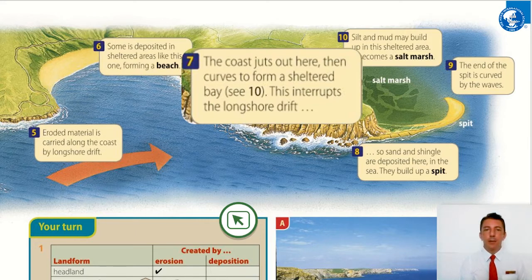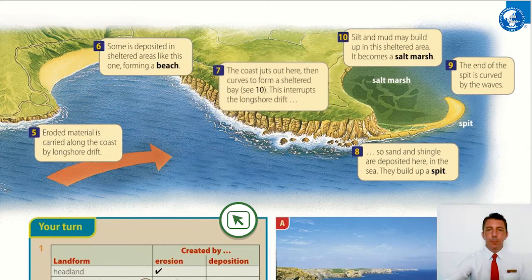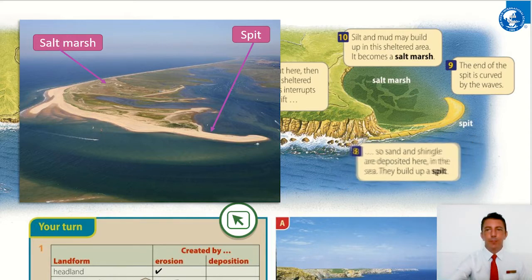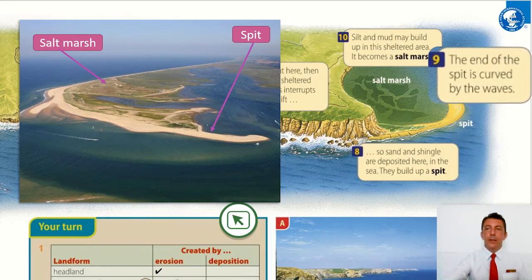Here we have another headland. The coast juts out here, and then it curves to form a sheltered bay. This interrupts the longshore drift. So the longshore drift stops here, and when the transport stops, the sand and shingle are deposited. So this builds up something called a spit. So a spit is like a long finger of sand extending out into the sea. The end of the spit is usually curved by the waves.